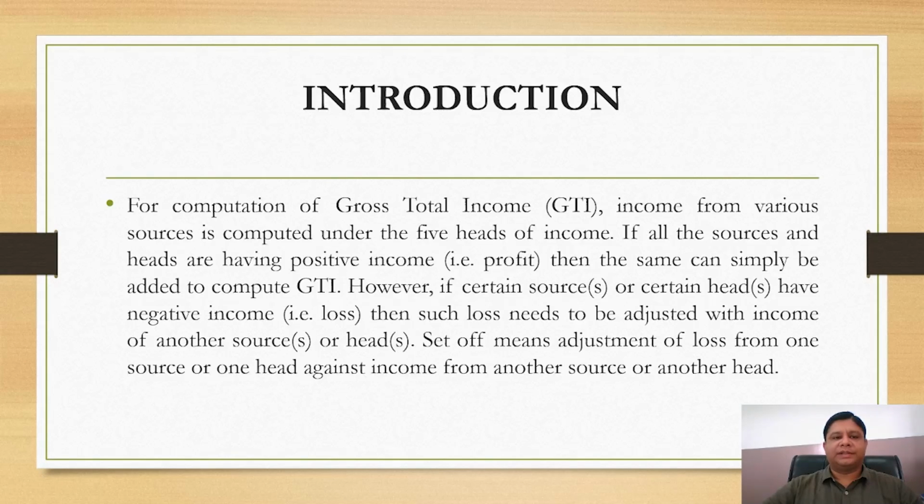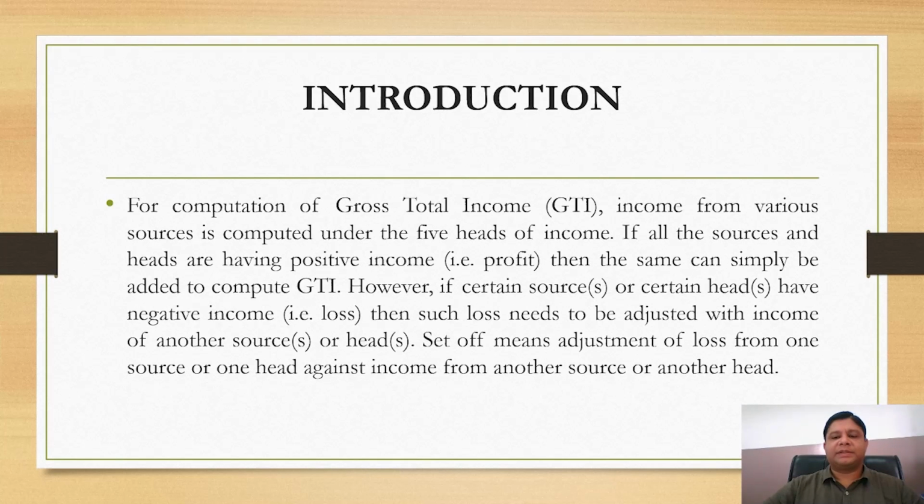So, moving further, let's introduce this topic. For computation of gross total income, income from various sources is computed under the five heads of income. If all the sources and heads have positive income, that is profit, then the same can simply be added to compute gross total income. However, if certain sources or heads have negative income or loss, then such loss needs to be adjusted with income of another source or head.